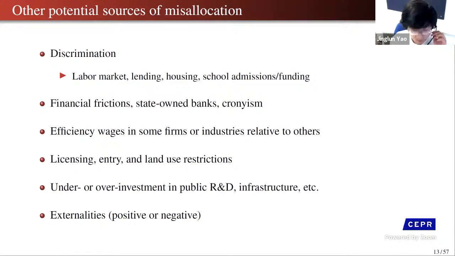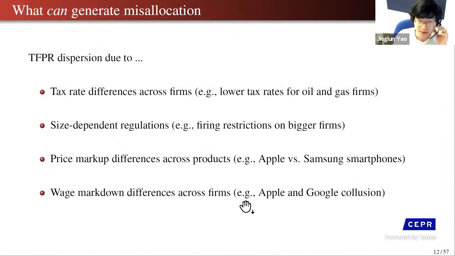Can I ask you a question in terms of the price markups? So you said that this can generate the misallocation, but in terms of, for instance, your 2009 paper with Xie, using the framework of CES aggregator, the markup is constant under this framework. How are you able to generate markup differences related to misallocation in your framework?